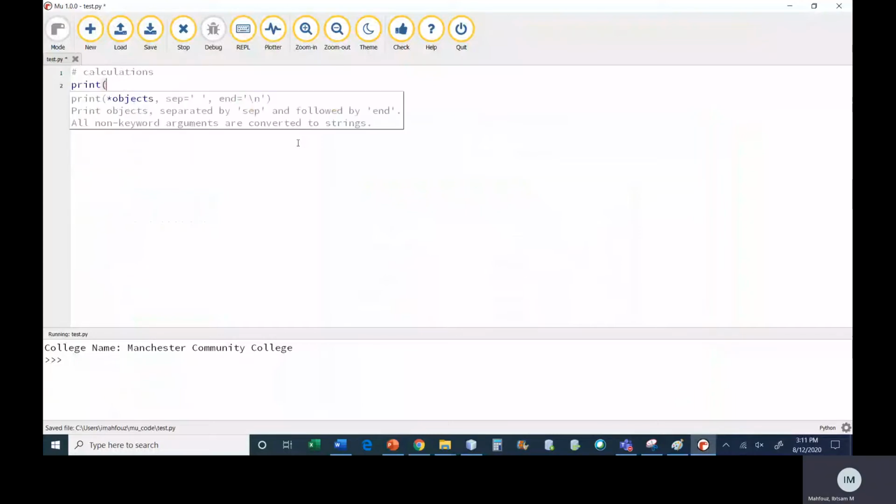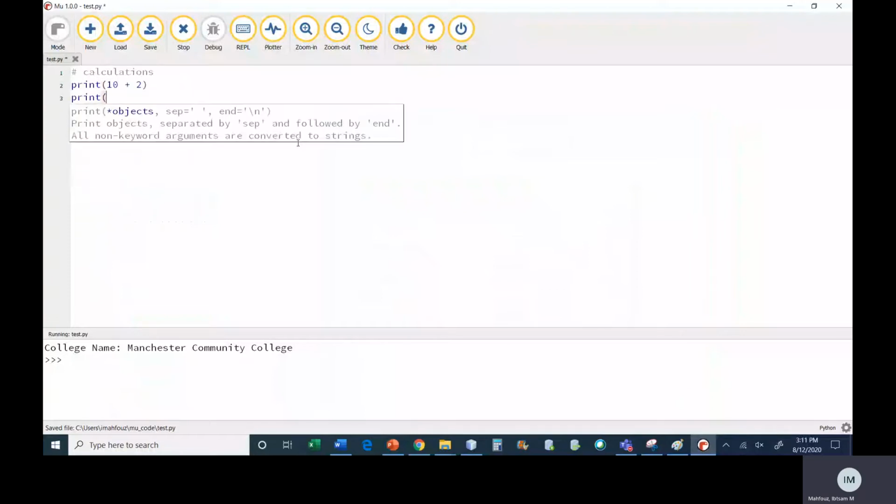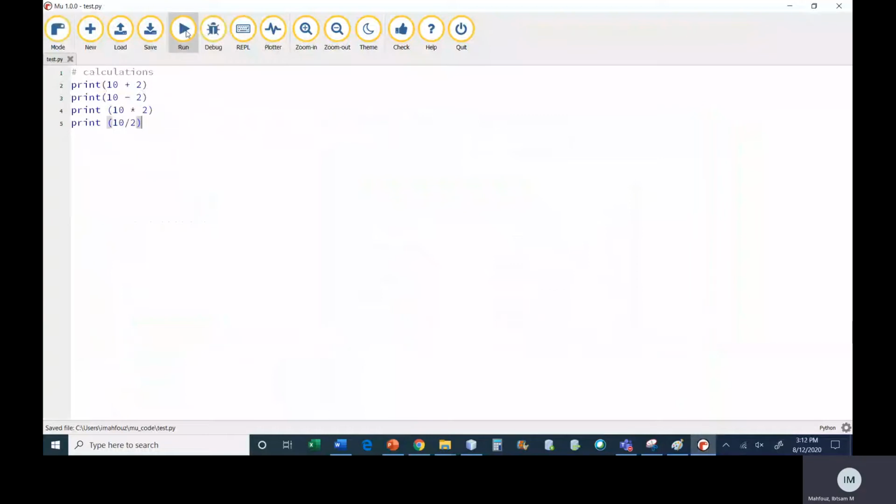So here I'm going to say I want you to print me 10 plus 2, and let's print 10 minus 2, print 10 times 2, and print 10 divided by 2. Okay. So here 10 plus 2 is 12, 10 minus 2 is 8, 10 times 2 is 20, and 10 divided by 2 is 5.